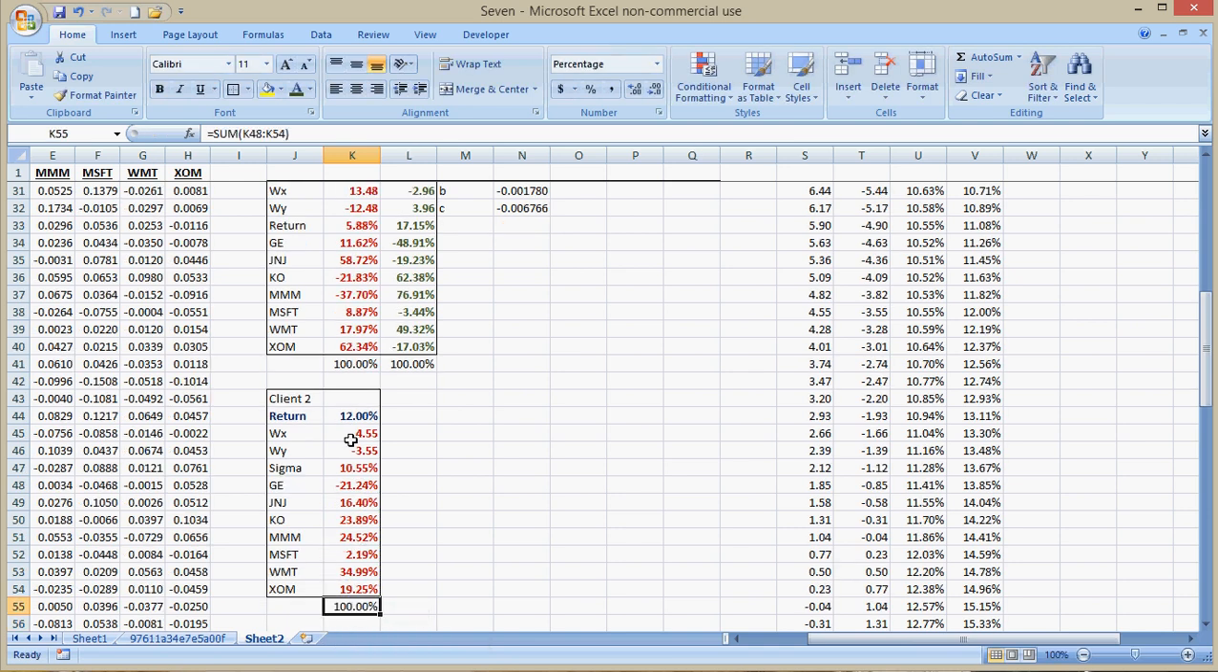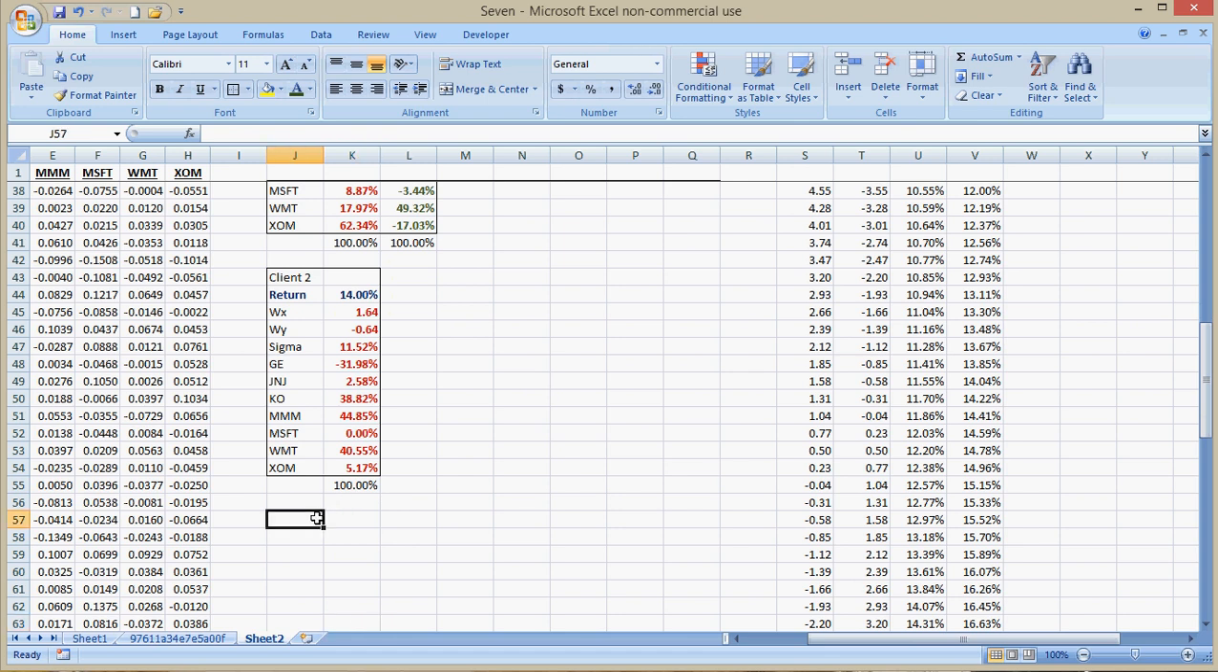100%. So yeah, if you want a 12% return, Mr. Client, you have to invest in the stocks like this, and this is the level of risk that you would get. If you want a 13% return or 14% return, whatever it happens to be.